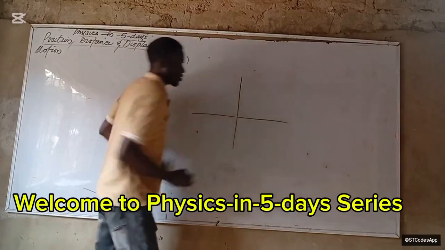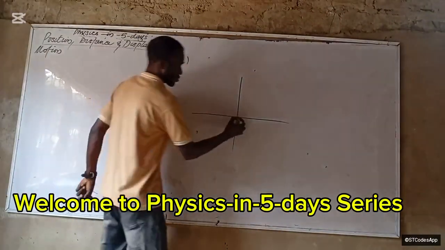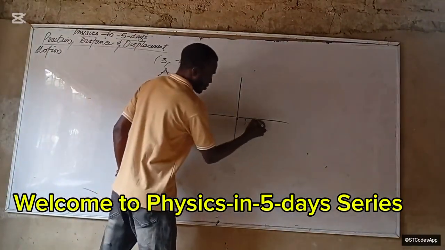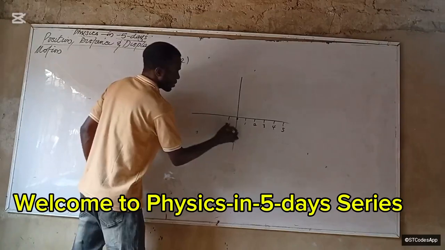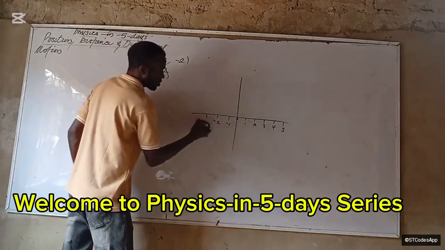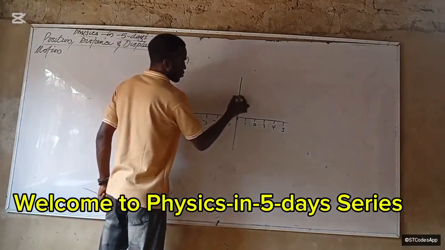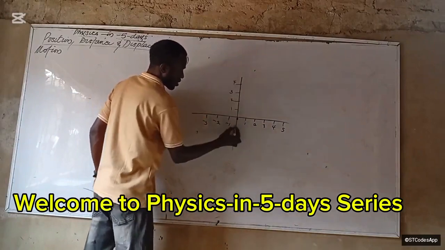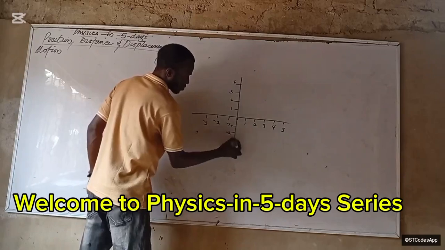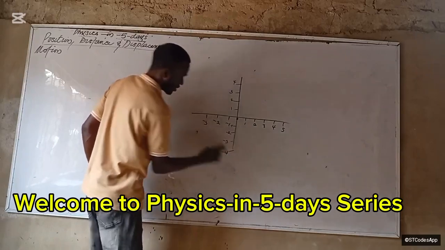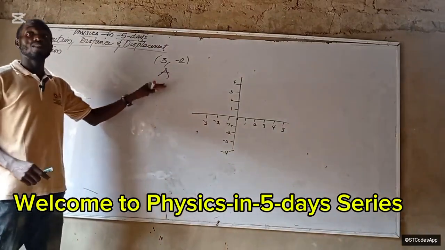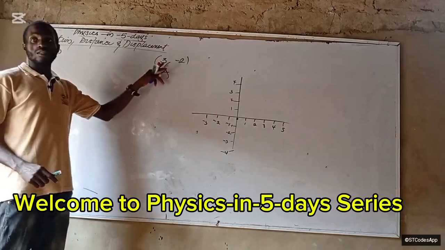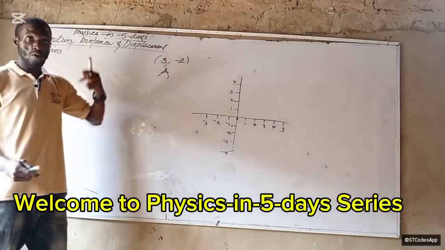on the Cartesian plane? So what you do is you draw your graph. So you have origin 1, 2, 3, 4, 5. Here, -1, -2, -3. Here, 1, 2, 3, 4. Here, -1, -2, -3, -4. Okay, let's stop here. So it now says the position of a body is at point A, which has the coordinates 3, -2.